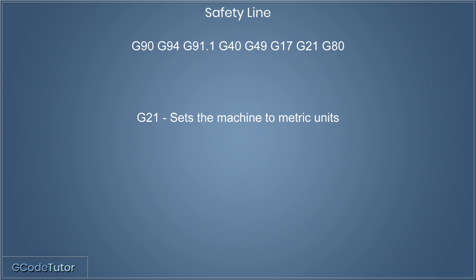Where we can work in both imperial and metric measuring systems, we can set this here too. So G21 would set the machine into the metric system. It would read all of our numbers and feed rates using the metric system. If we're working in the imperial system, we would use G20. G20 sets the machine to imperial units.